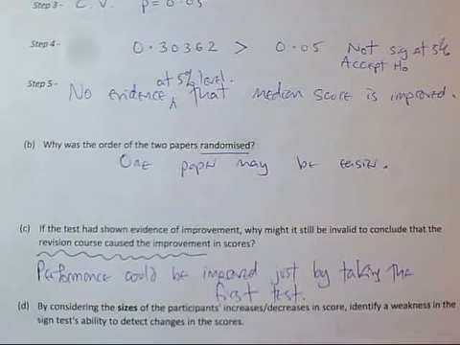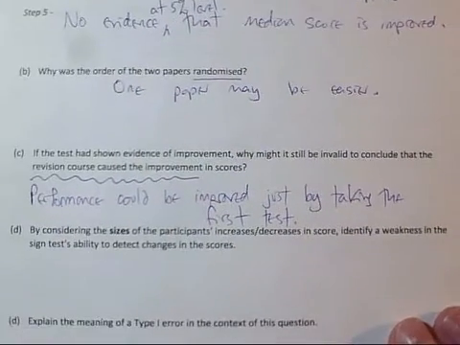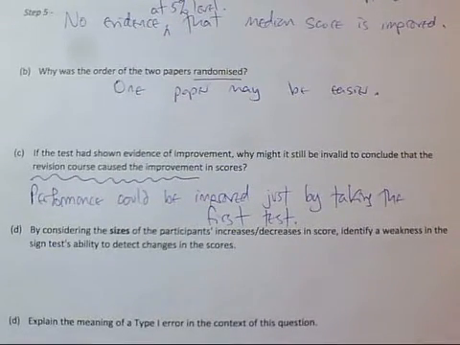And there could be other things going on. They could have actually done work on their own in between the two papers as well, for all we know. So you can say things like that, but I think this is the most obvious point. And part D asks us to criticise this test.